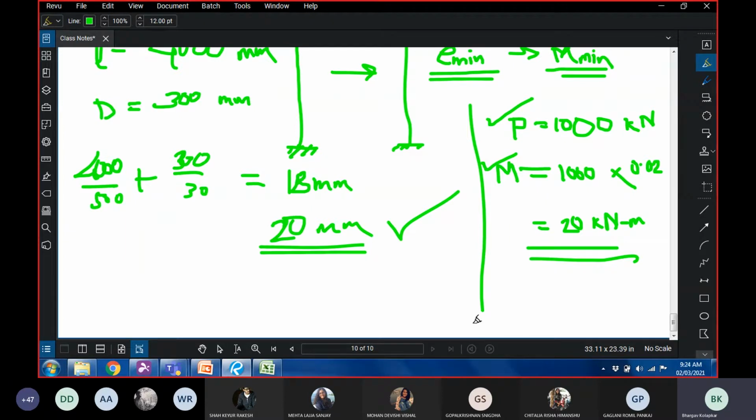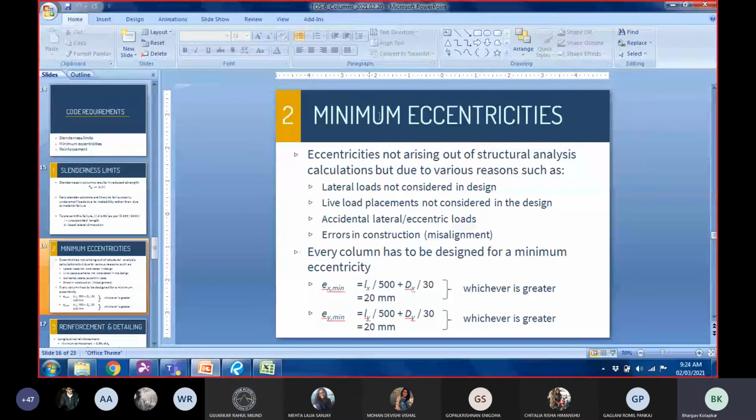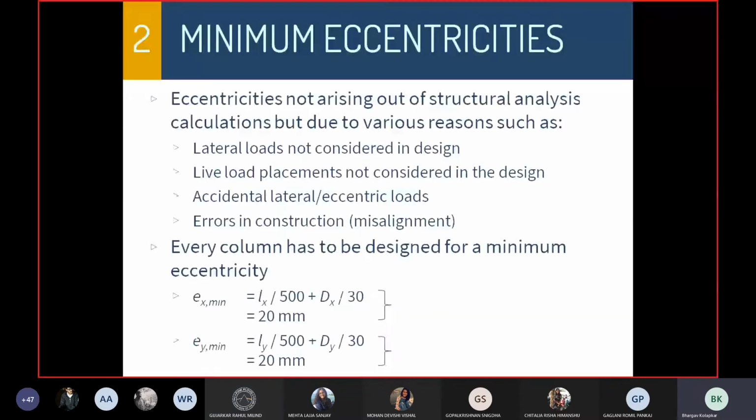Any questions here? Okay. Is it too difficult to understand? No, it's cool, right? Okay. So yeah, that is what minimum eccentricity means. Simple.